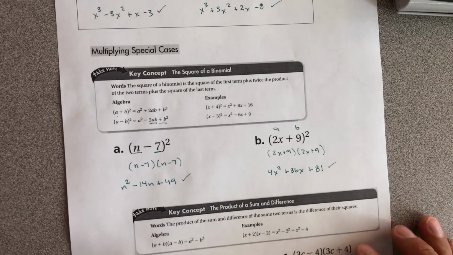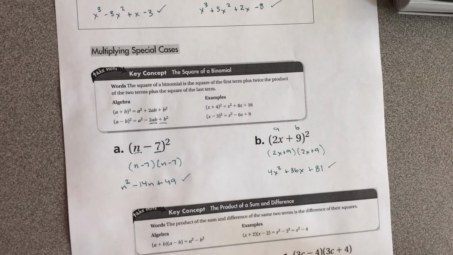You don't have to use the shortcut. You're more than welcome to use the table, to use FOIL, but the shortcut, if you get good at it, can save you a little bit of time. You'll get the same answer, it just takes less time to get it, okay?